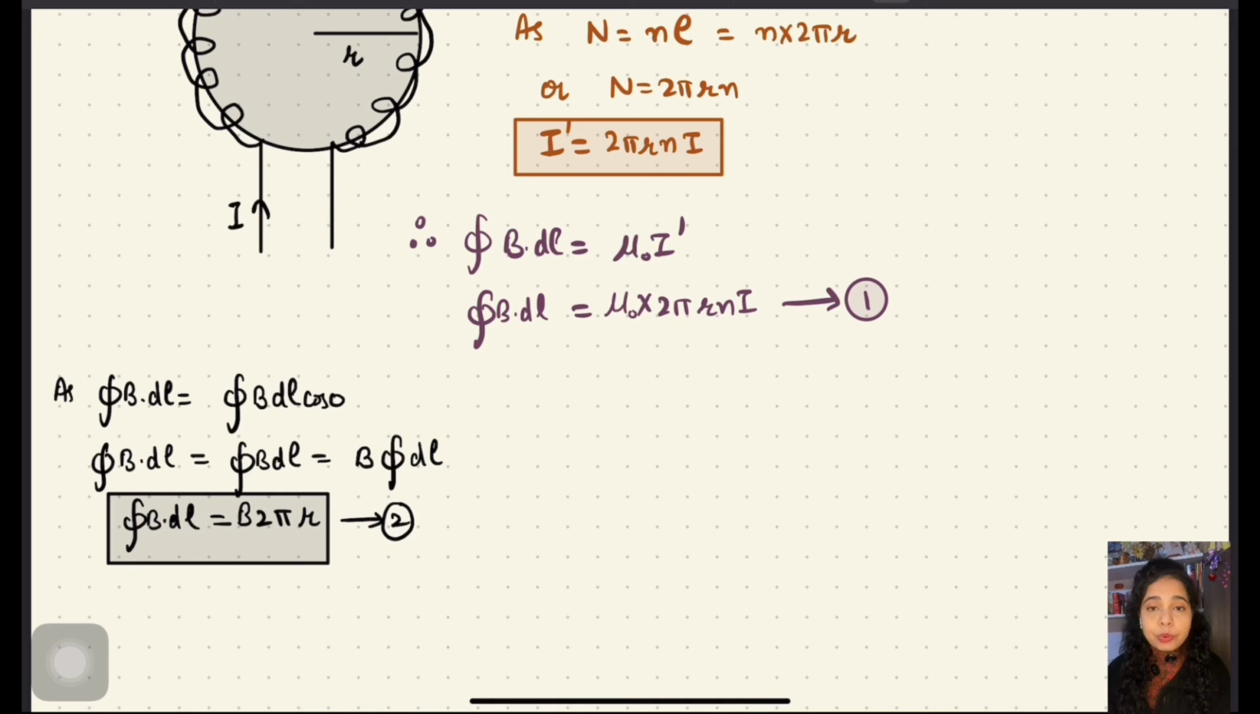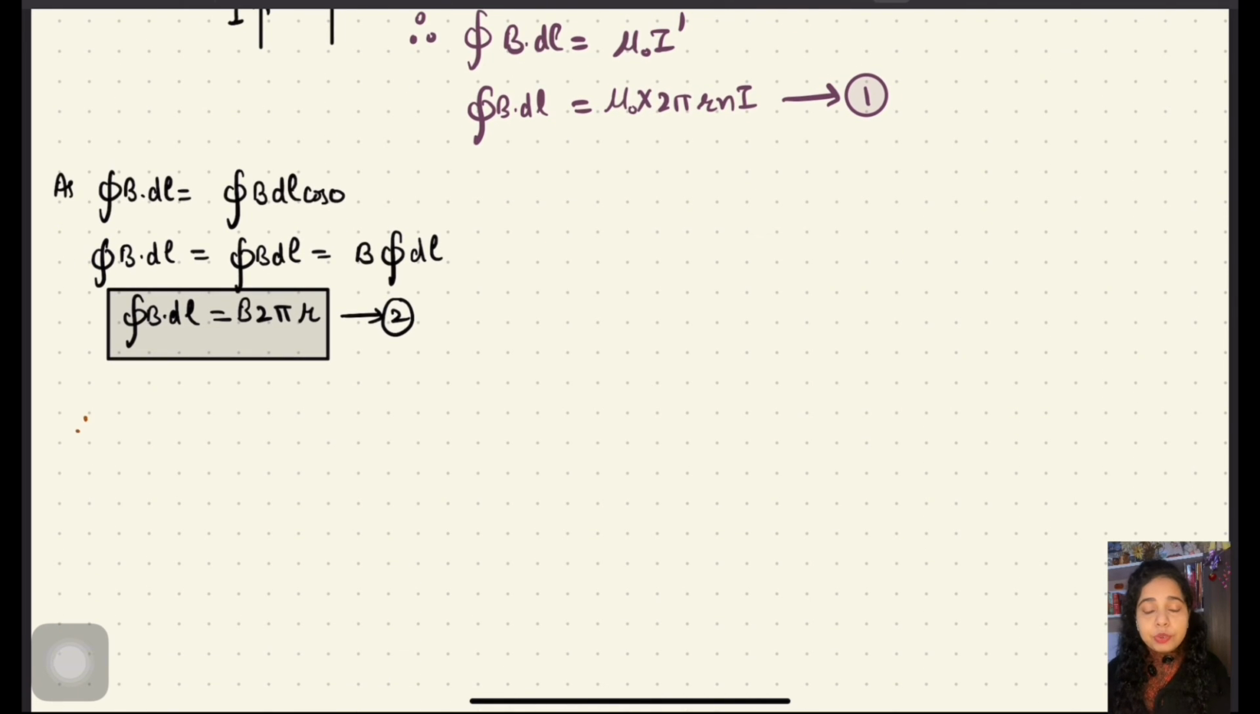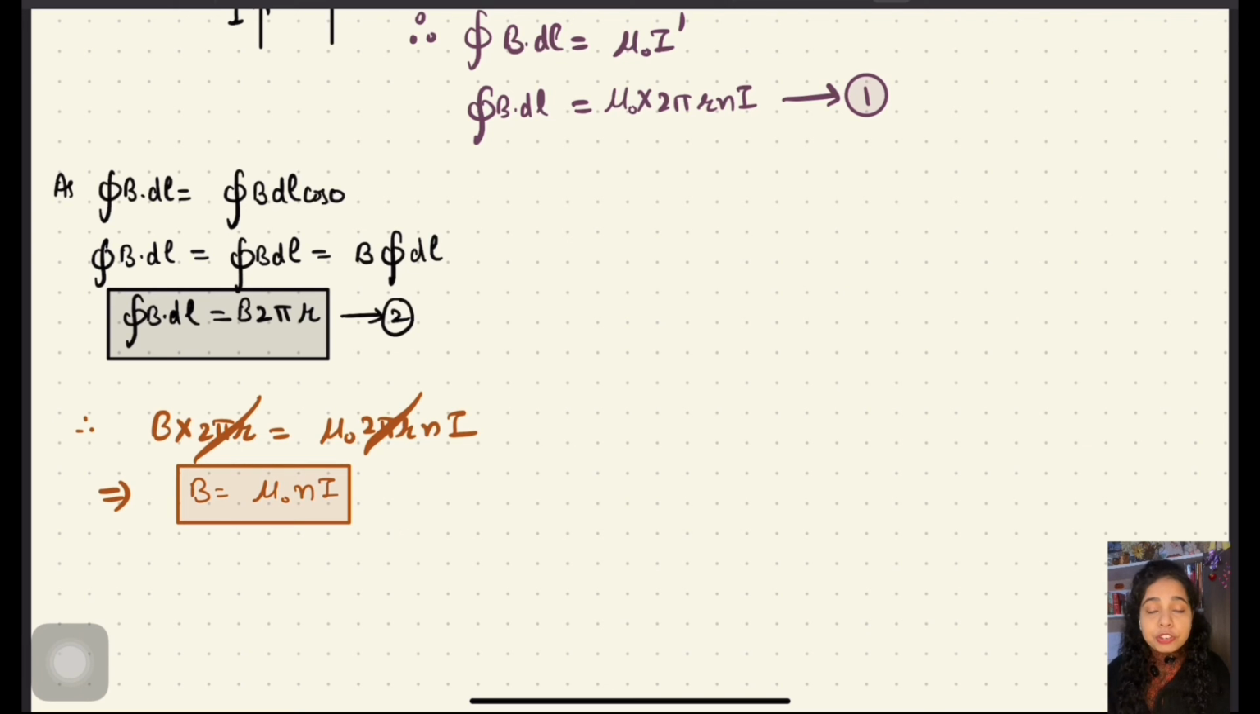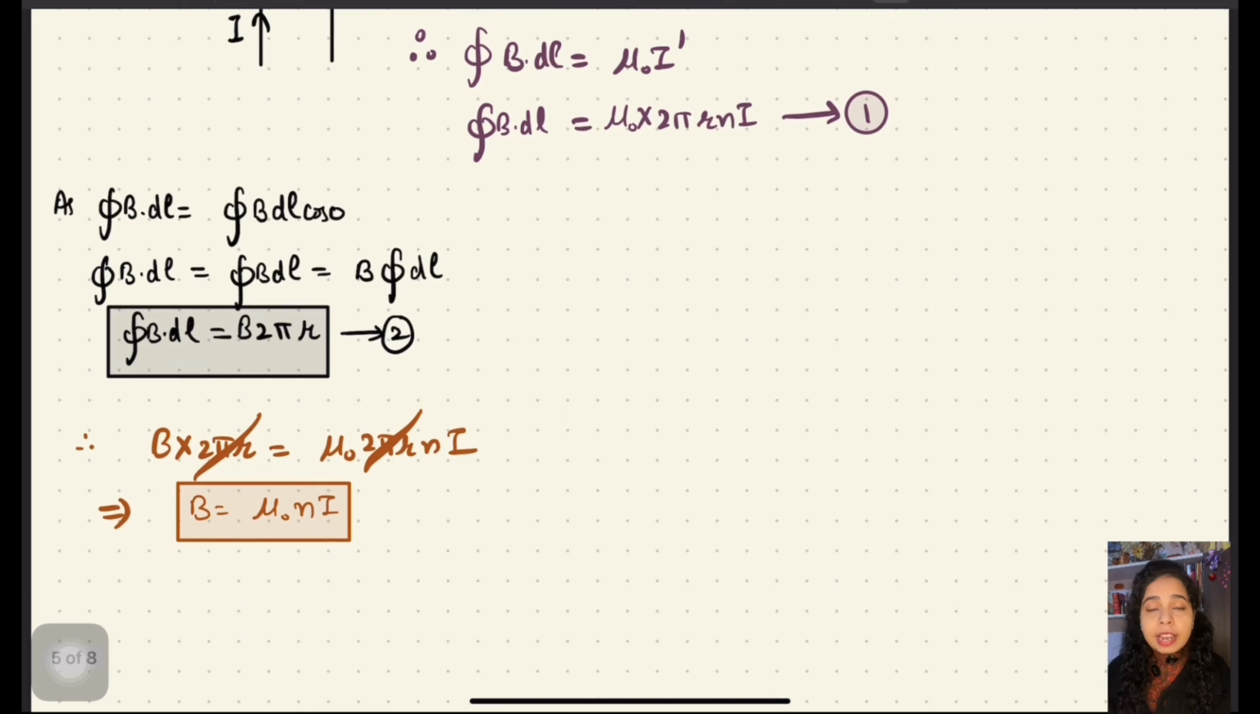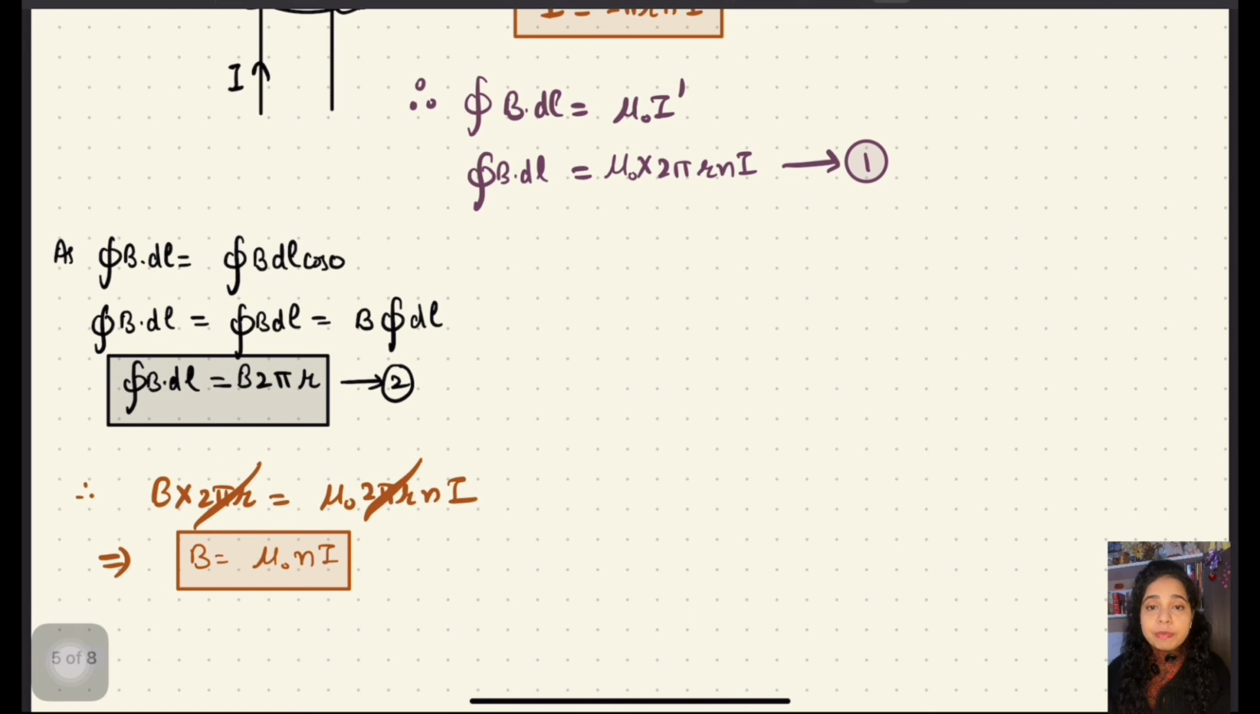Now equating these two equations, we have B into 2 pi r is equal to mu naught 2 pi r nI. Cancelling 2 pi r on both sides, we are again left with B is equal to mu naught nI. So again we have found the expression for the magnetic field due to toroid, and in this case also the expression for the magnetic field is mu naught nI. That means the expression for the magnetic field, either due to solenoid or due to toroid, is the same, that is, B is equal to mu naught nI, which we have found with the help of Ampere's circuital law.